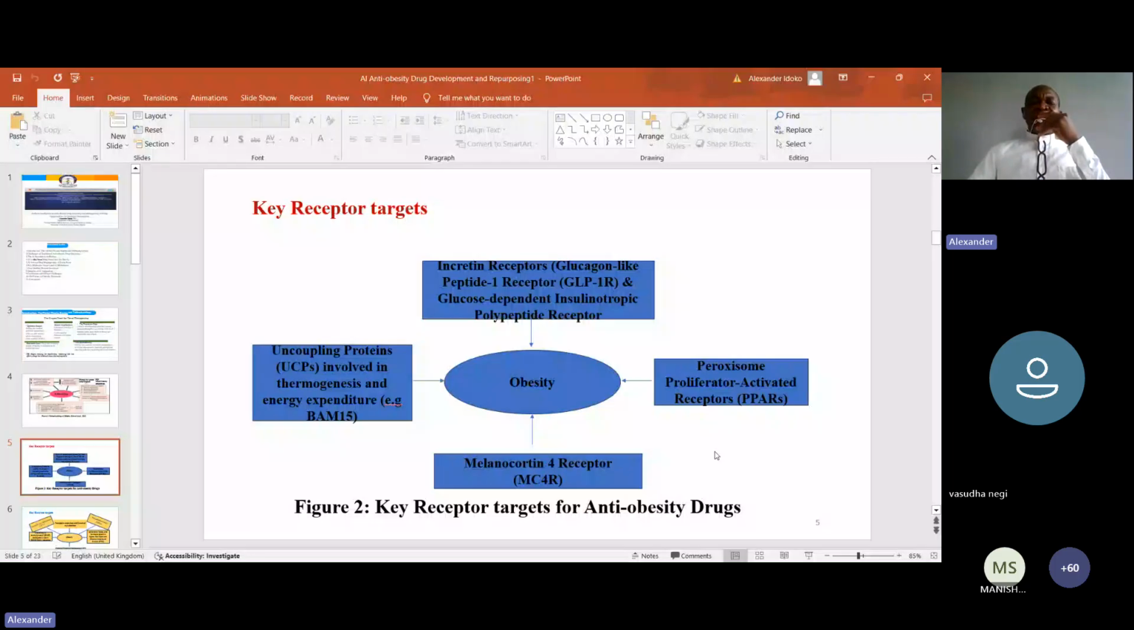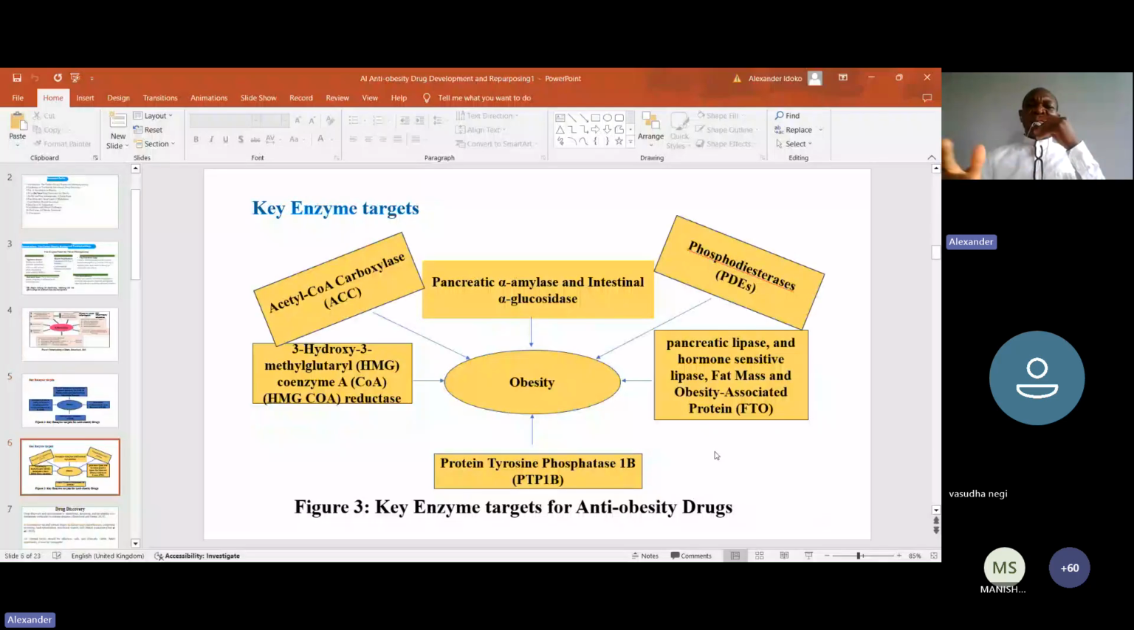Beside that, there are enzymes directly involved in one metabolic site or the other that should be targeted for anti-obesity drug development. They include pancreatic alpha amylase and intestinal alpha glucosidase. These are key enzymes associated with carbohydrate, particularly starch, metabolism, where starch is broken down to oligosaccharides by alpha amylase, and then alpha glucosidase breaks down the oligosaccharides to simple sugars like glucose for better homeostasis of sugar.